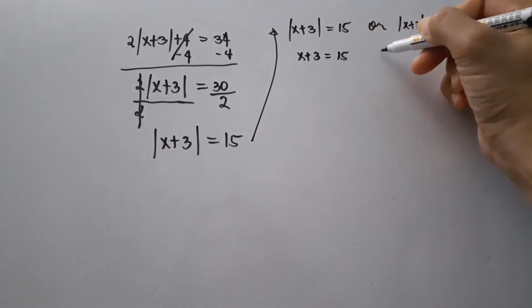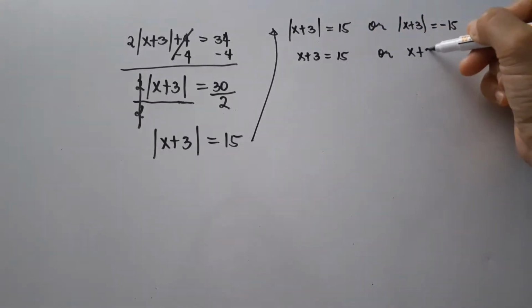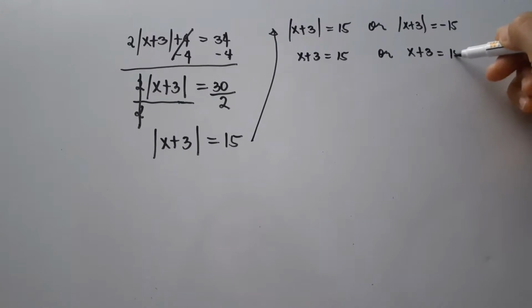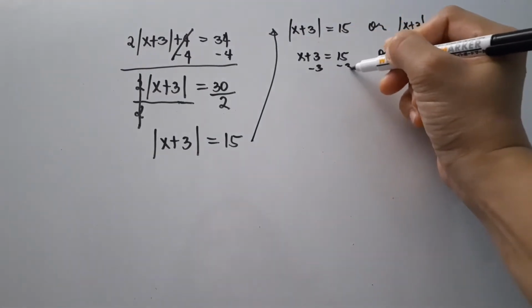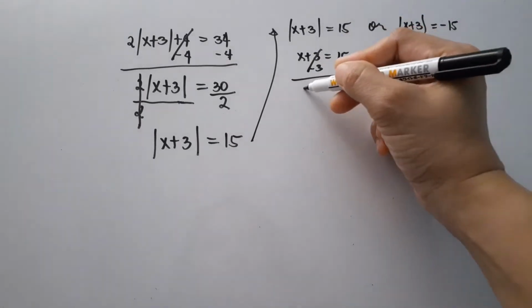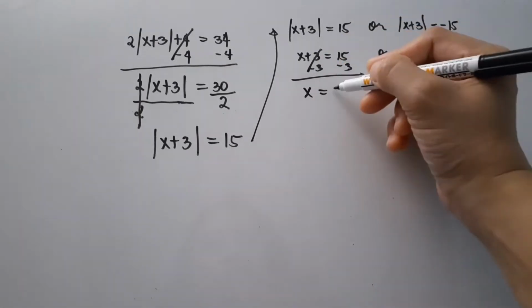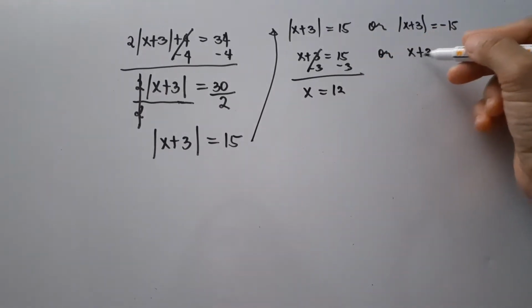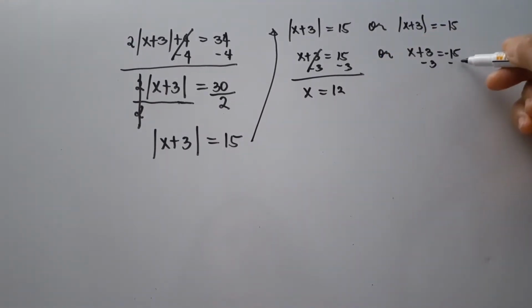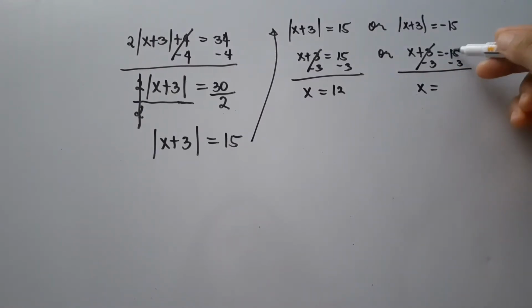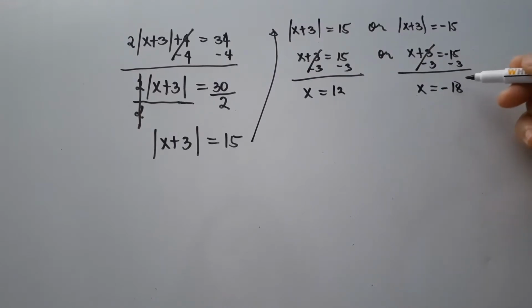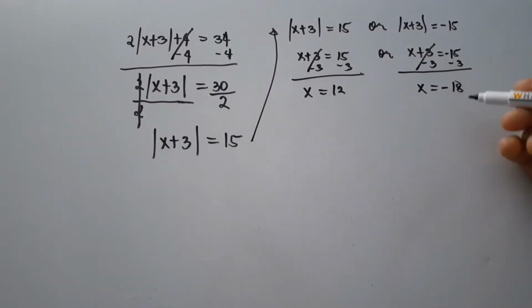So we have to solve its equations. First, in the positive, we subtract 3 from each side, then x is equal to 12. And on this side, we subtract 3, then cancel out, and x is equal to negative 18. Therefore, our answer is x is equal to 12 and x is equal to negative 18.